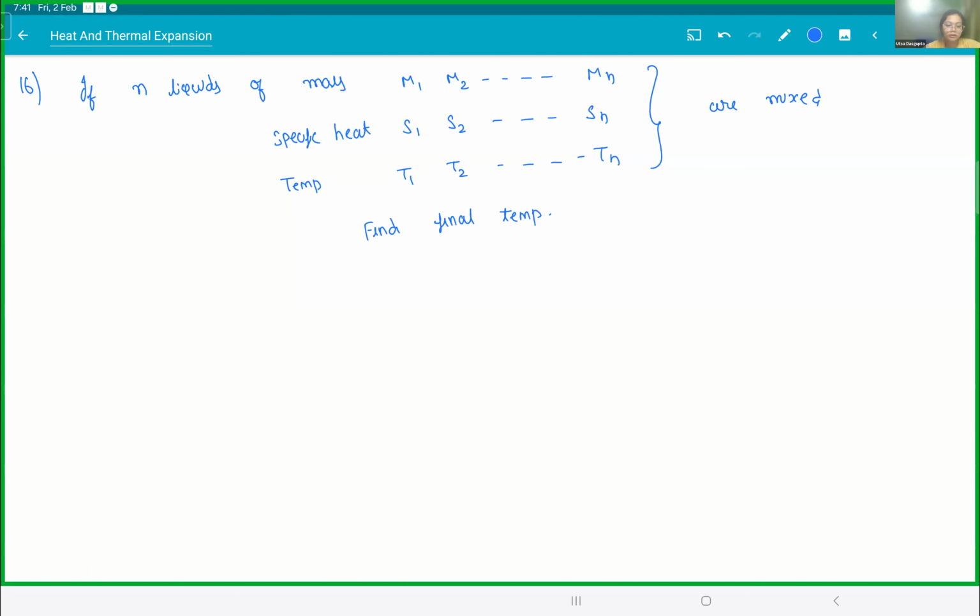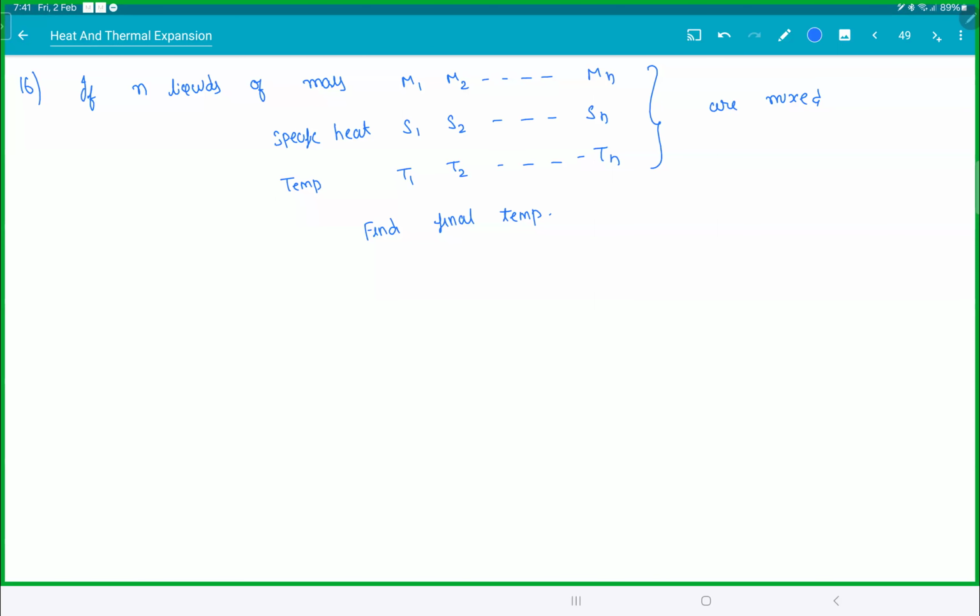Like m1, m2, mn, S1, S2, Sn, T1, T2, Tn. What do you need in this? I don't know what those values are. We don't know. Anything can be anything, right?